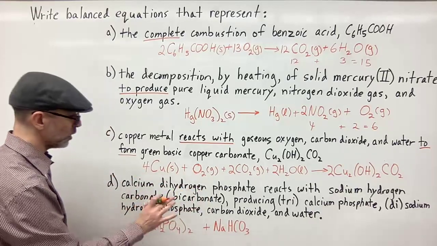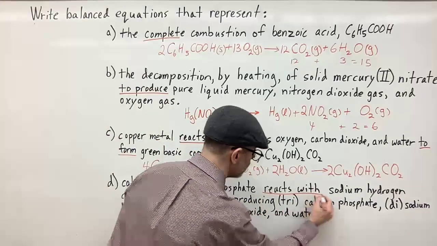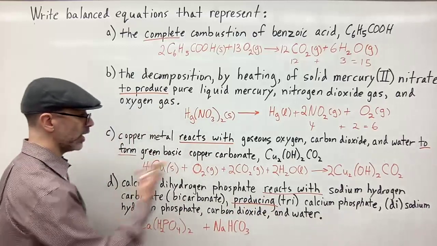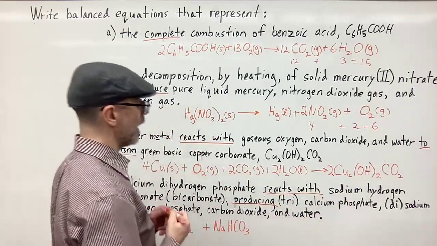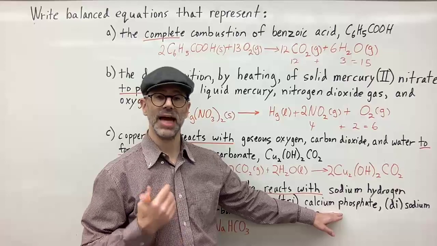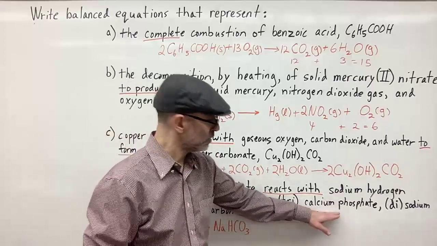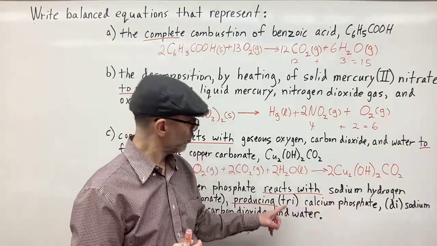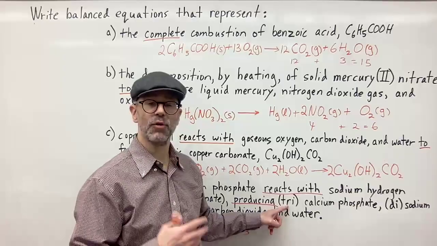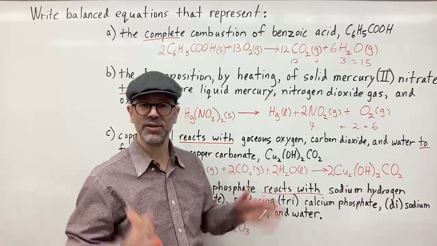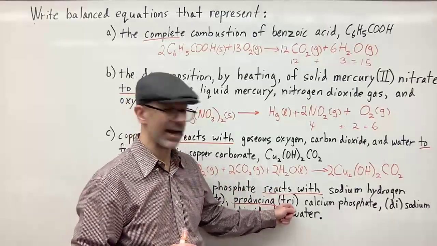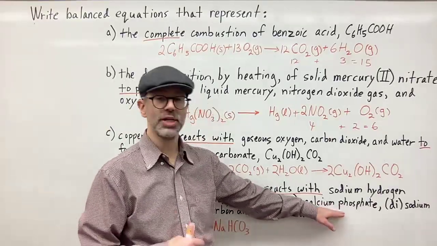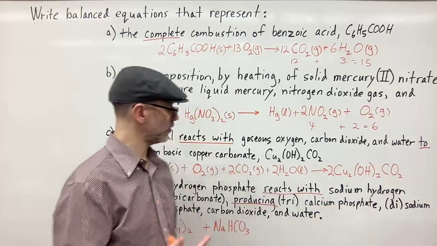So same thing here. Reacts with sodium hydrogen carbonate, producing what? Tricalcium phosphate. Now, tricalcium phosphate is the same as calcium phosphate. The normal way of naming your ionic compound is we don't use prefixes for ionic compounds, but outside of science and chemistry, you might find it referred to as tricalcium phosphate. But the most common way of naming the substance is calcium phosphate.